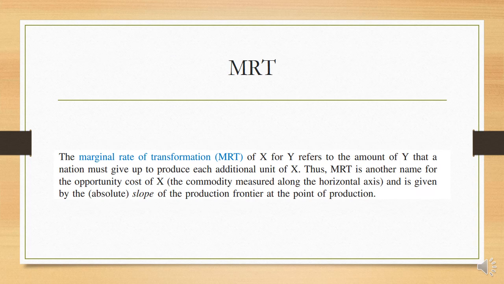MRT. What is MRT? The marginal rate of transformation of X for Y refers to the amount of Y that a nation must give up to produce each additional unit of X. MRT is another name for the opportunity cost of X, and is given by the slope of the production frontier at the point of production.